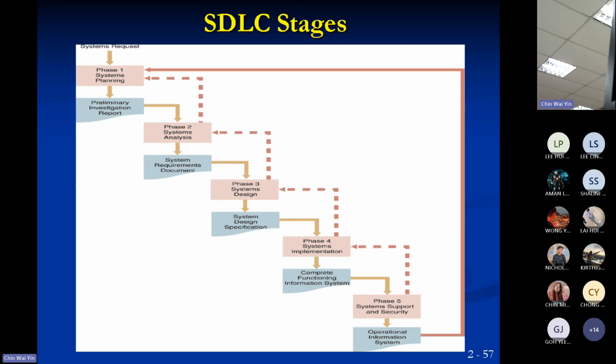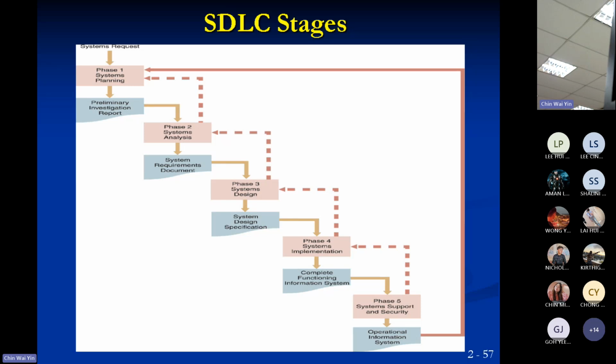So you start with the system request, and then from the system request, the management might say, okay, go and do an investigation. This is where we have the planning phase, which includes preliminary investigation and the detailed planning for the system development. So that's phase one, starting from the system request, which kicks off everything. You start with your systems planning, where you then investigate.